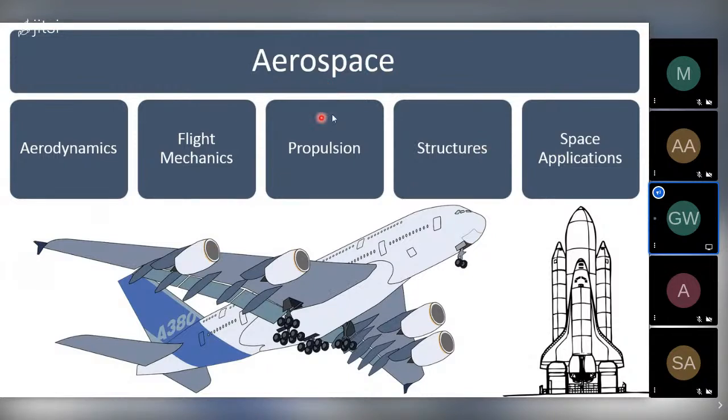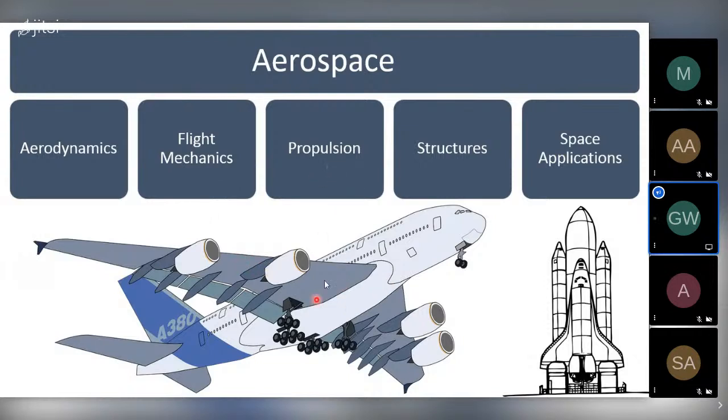Every domain has some subdivisions. Aerospace can be broadly classified into five divisions. The first is aerodynamics, the field of study under aerospace which deals with lift generation and drag. It is how the airplane flies, and all the principles and laws about it depend on aerodynamics. Next, flight mechanics, which is concerned with controlling an aircraft.